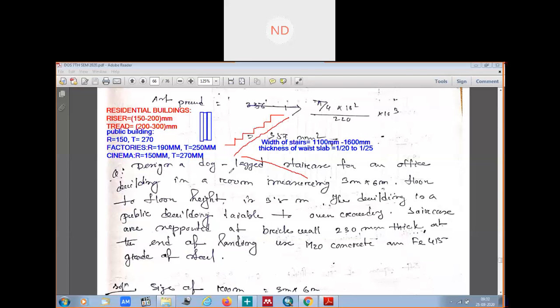design a dog-legged staircase for an office building in a room measuring this 3 mm.